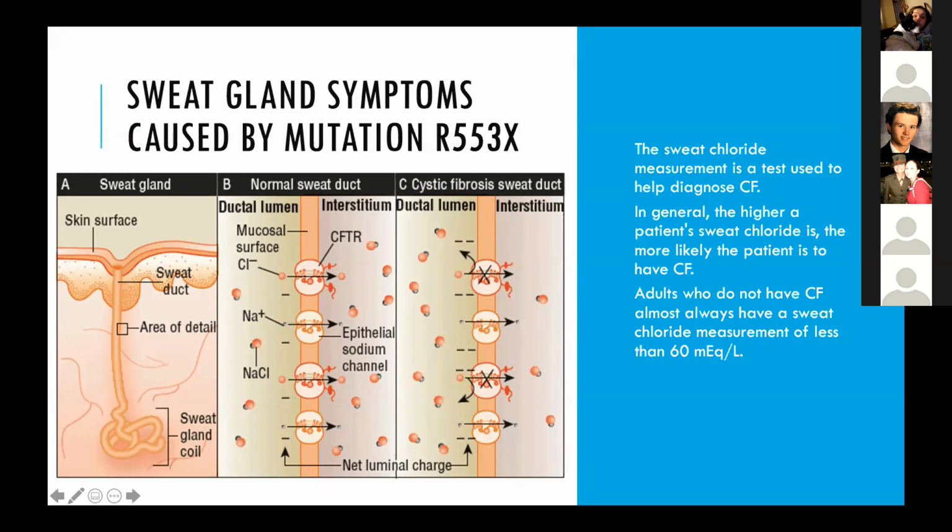Here's a little demonstration of how the normal sweat duct works, the sweat gland, and then a cystic fibrosis sweat duct. As it's all clogged and you can't go in and out of there, therefore there's an imbalance of salt and water. Adults who don't have CF almost always have a sweat chloride measurement of less than 60.